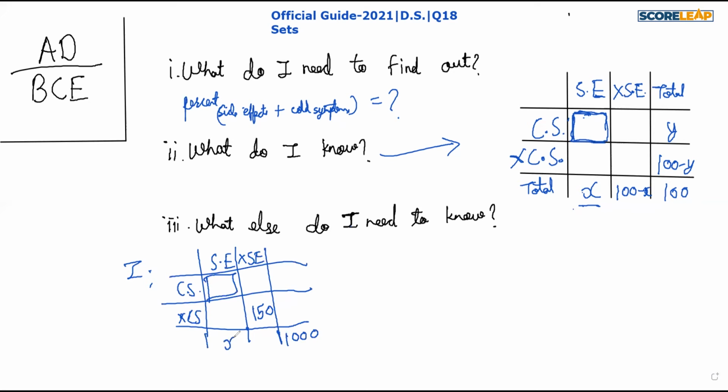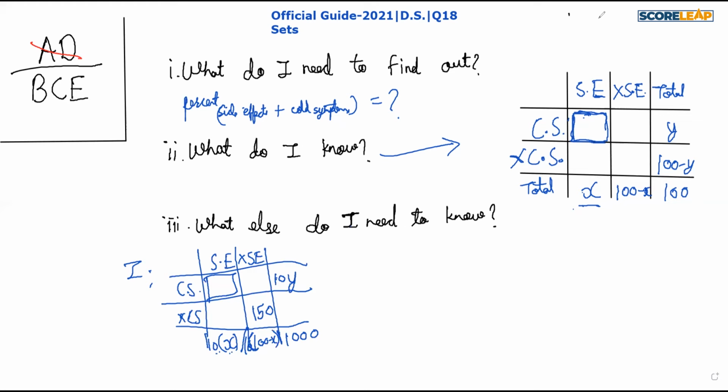From the data, this is X and this is Y, but X and Y are still unknown, so we cannot figure this out. This is 100 minus X percentage. Since this is in percentage, this will be 10 into Y, 10 into X, and 10 into 100 minus X, because 1000 is 10 times 100. But still we don't know X. So statement 1 is not sufficient to answer our question. Whenever it is not, we cross out A and D.